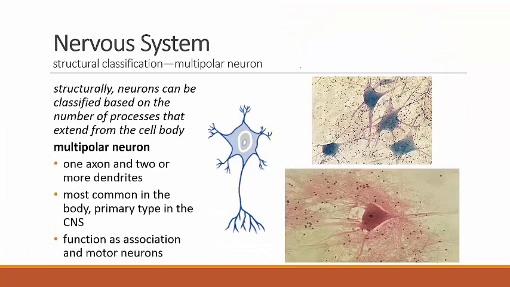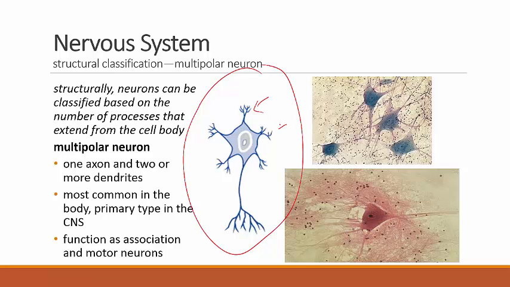Okay, so now if we were to classify a neuron based on its structure, there are three types of neurons. The first is a multipolar neuron. Multipolar means there are multiple regions of reception, but only one axon. So here we see a multipolar neuron with lots of heavily branched dendrites and a single axon.